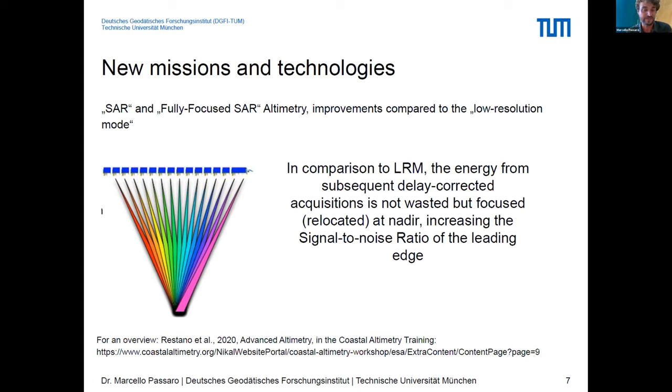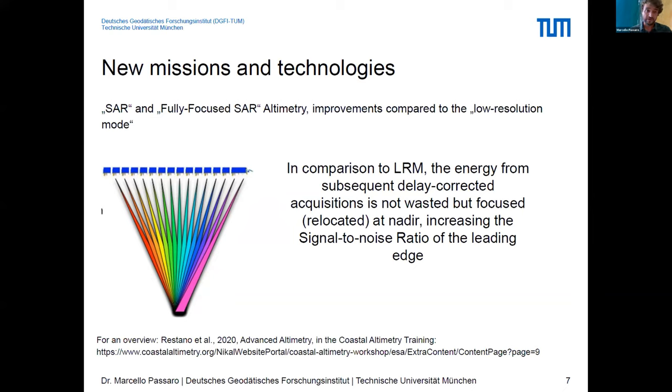Because right now with SAR altimetry, we are able, if I have to put it in a simple way, to look at a particular segment of the footprint that is illuminated by the satellite, and to look at it multiple times. So you exploit this Doppler effect of your satellite going over a target to look at the same resolution cell from a slightly different angle. And this means that the energy that you are receiving from the periphery of the signal is not wasted, but is focused at nadir. The effect of this is that we can increase the signal to noise ratio of the parts of the signal that interest us for sea level retrieval, which is the so-called leading edge.